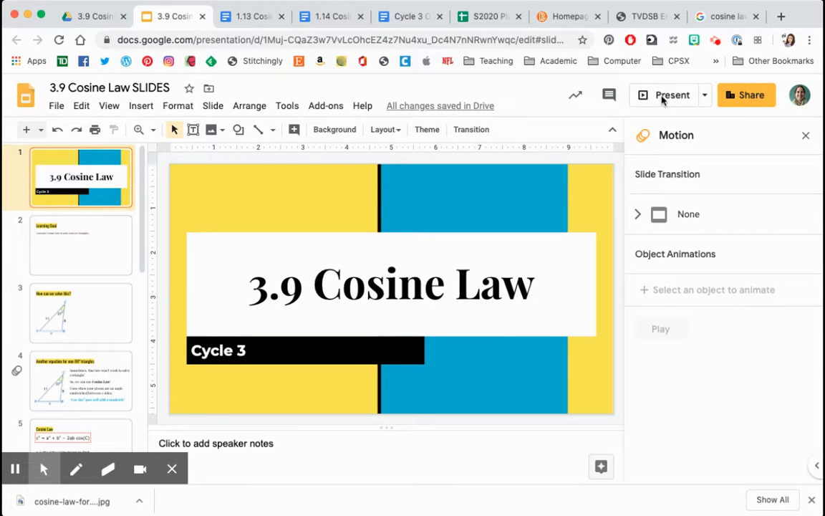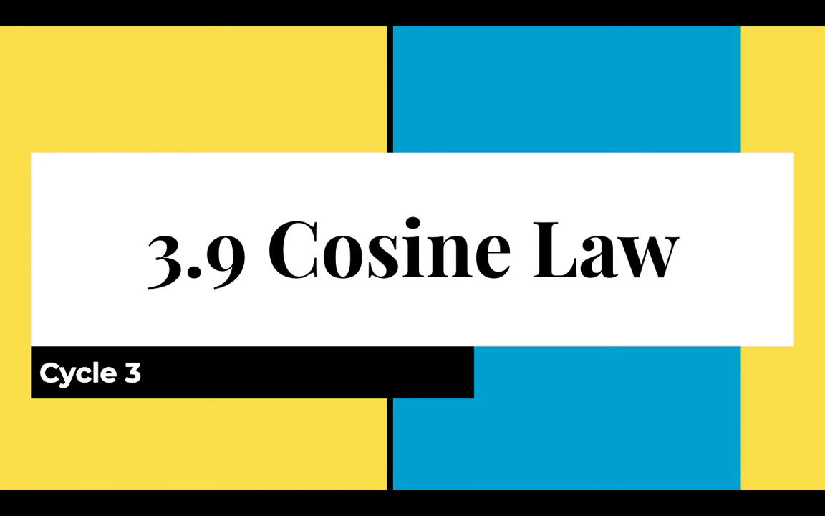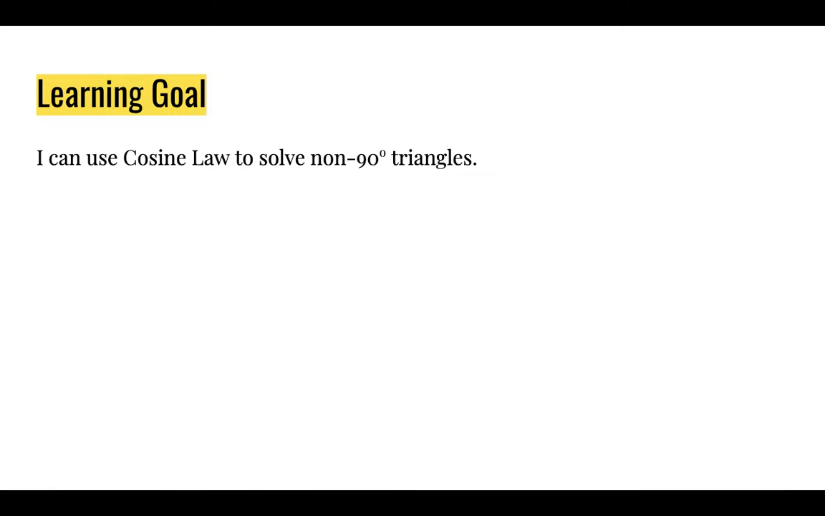We did the sine law last lesson, one of the equations we can use to solve non-90-degree triangles. Well, today you're going to learn about the cosine law, which is another equation that we can use. And so your goal today is to be able to use the cosine law to solve non-90-degree triangles.